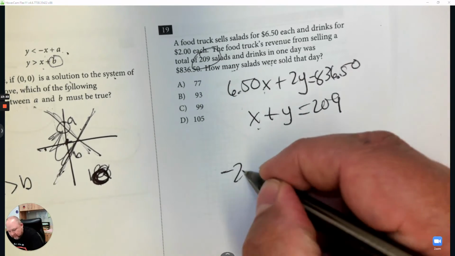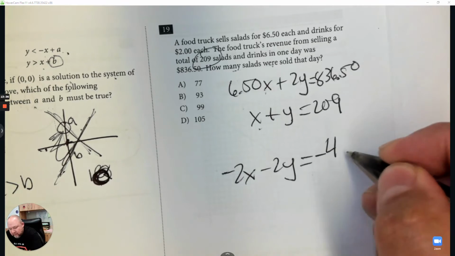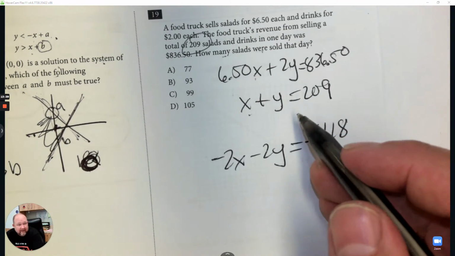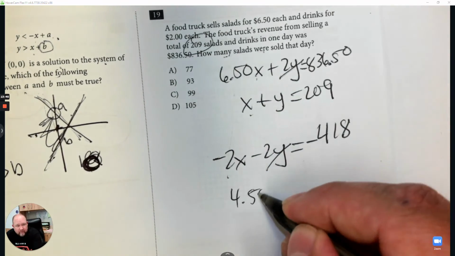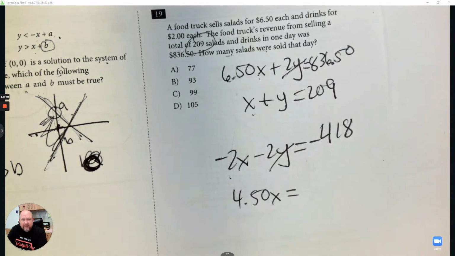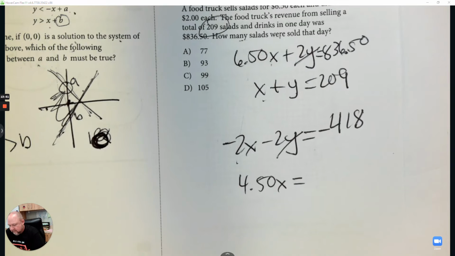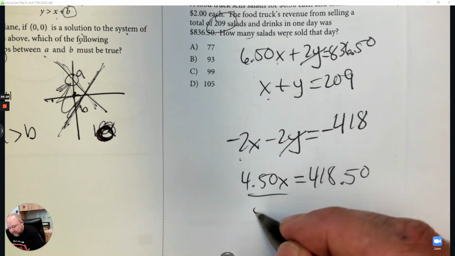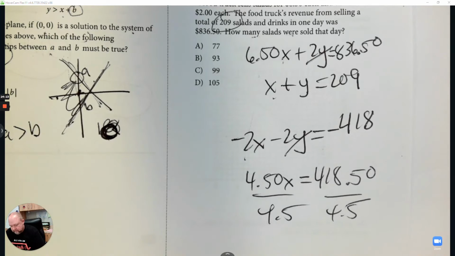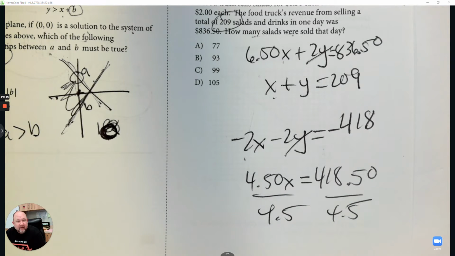So I'm going to eliminate here. I'm going to go negative 2x, negative 2y, negative 418. So I'm going to multiply it by that so that the y's can be eliminated. So if I add this up, that's 4.5. Use my calculator, 836 and 50 cents. Again, this would be a question I save for the end. Subtract 418. And then take that answer, so that's 418.5, and divide it by 4.5. So the total number of salads was 93.